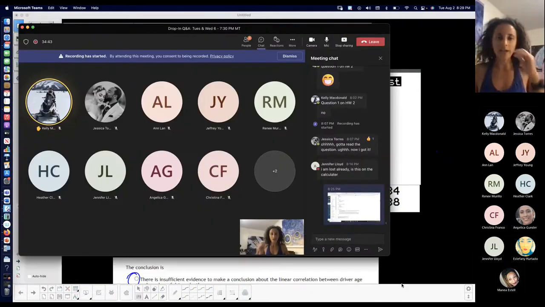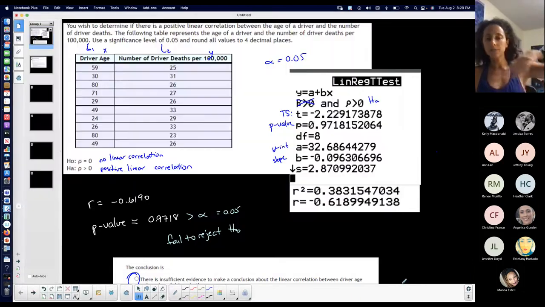Any other questions right now? Jennifer, if you want me to go over how to graph it again, I will. I'll probably do it for every question just because I like to see it, and you can follow along. But if you want me to really walk through, I can do that too. I'll do it again anyway for the next problem. So any other questions about this one? Are we okay?